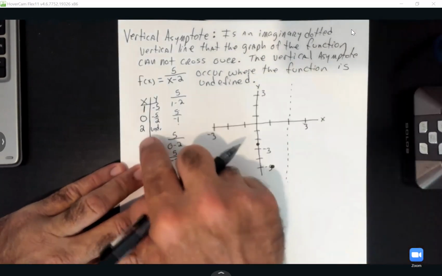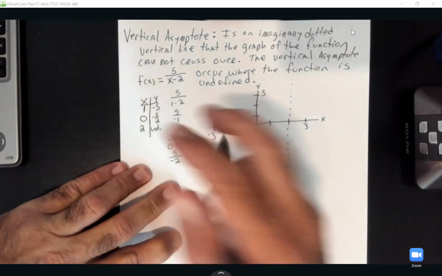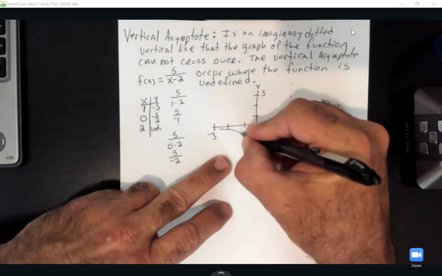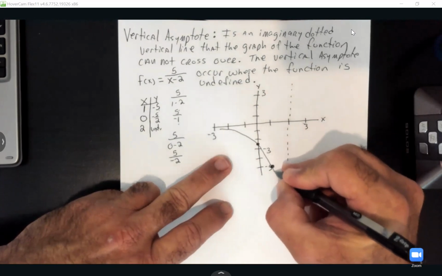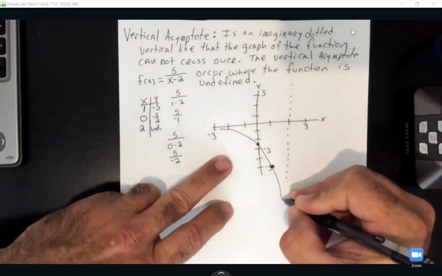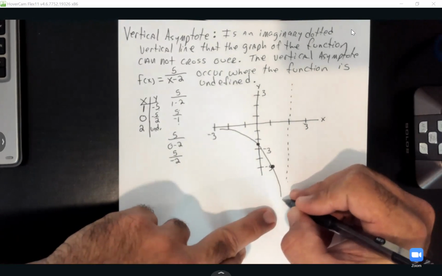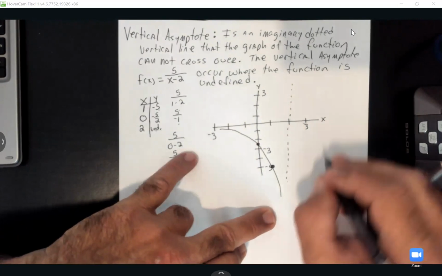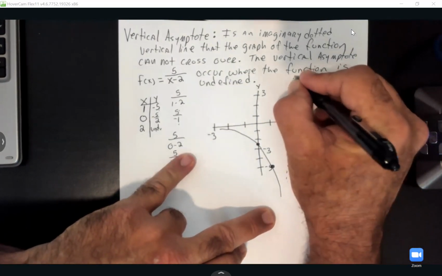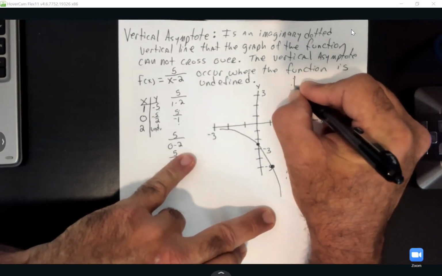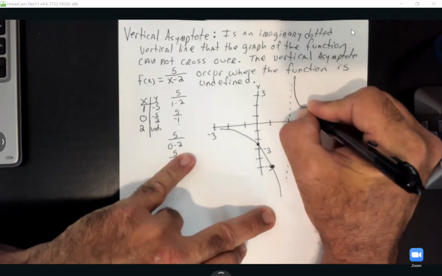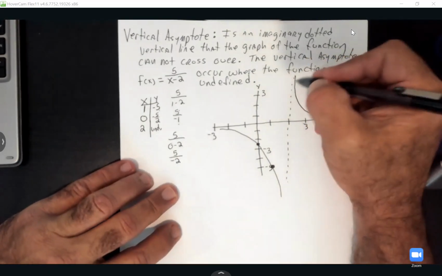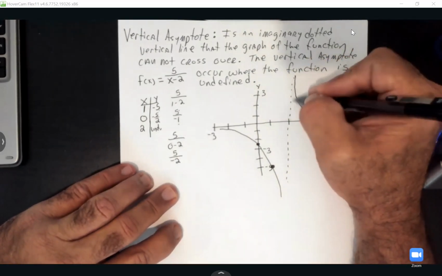It occurs where these graphs are undefined. Now, what will happen if I was going to draw this all the way out? This graph would come in from the left side, and it would keep shooting down towards negative infinity. It would never cross this line, though. It'll just keep going down and down and down. And then the right side would come in from probably positive infinity, and it would come down and head off that way. But neither side of this will cross this line.